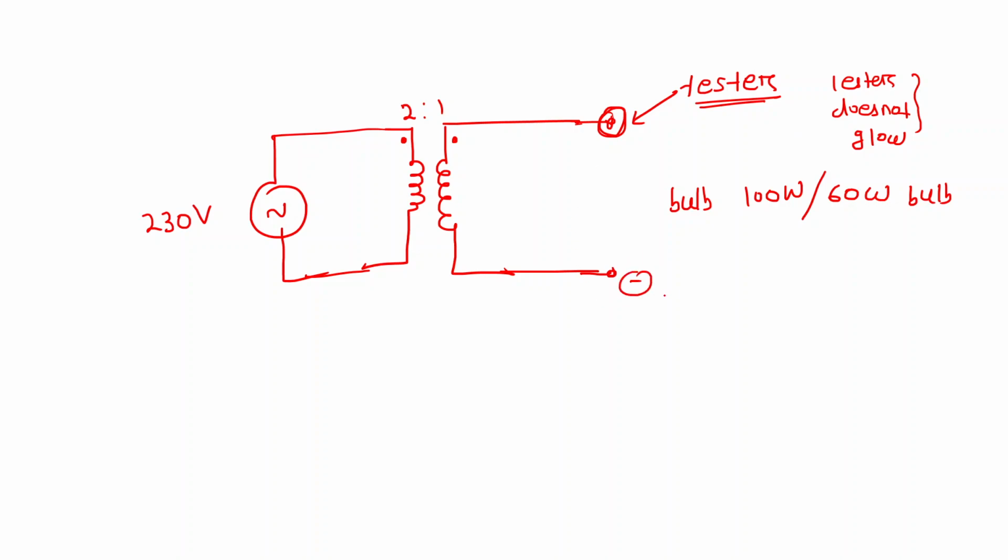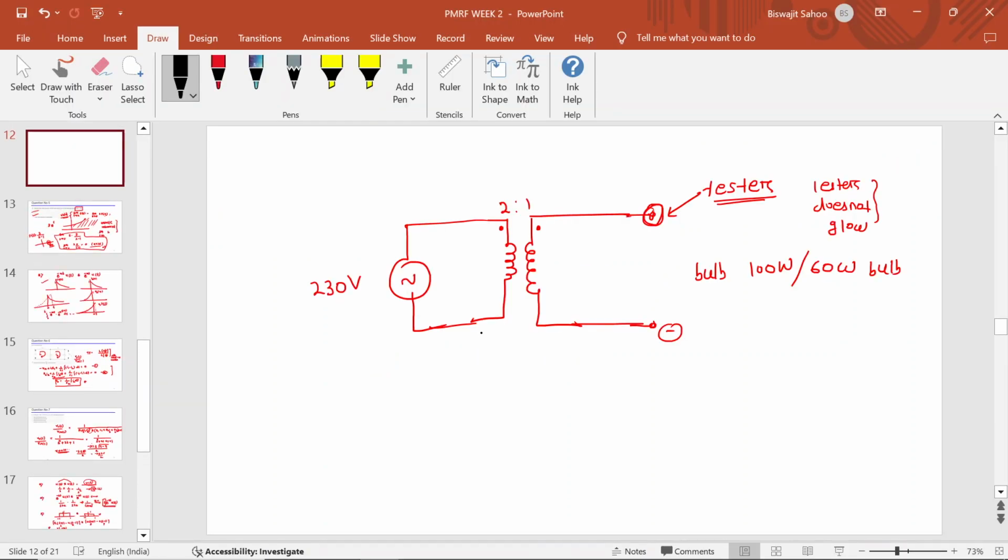The tester will not glow here, because in the AC supply one is our mains and the other one is neutral. So generally at the neutral you will not find the tester to glow, but at the other point, because that is negative with respect to positive, that's why at this point the tester will glow. Here the tester will not glow.